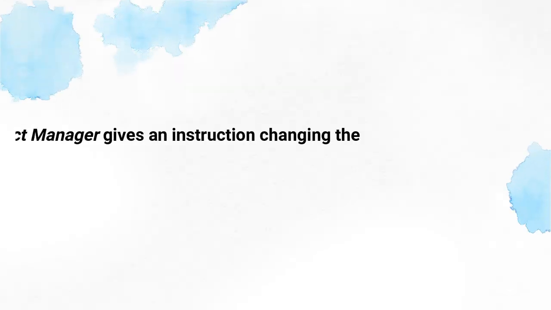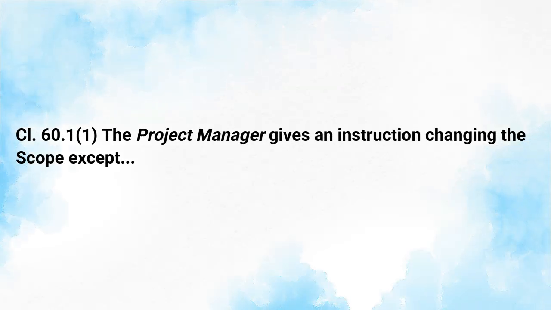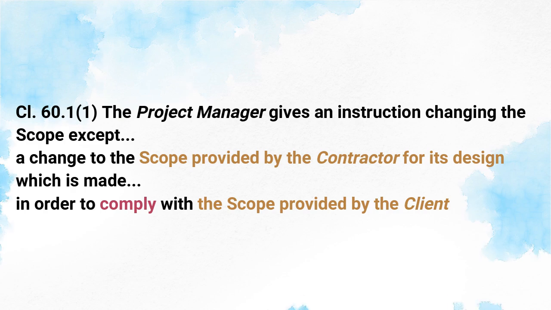So let's look at clause 60.1(1), focus on the second bullet point and the second sub-bullet point. Perhaps I should edit a little bit of this video and put that clause on the screen here. It says the project manager gives an instruction changing the scope, and this is a compensation event, except what? Except the second sub-bullet point. The second bullet point here says a change to the scope provided by the contractor for its design.